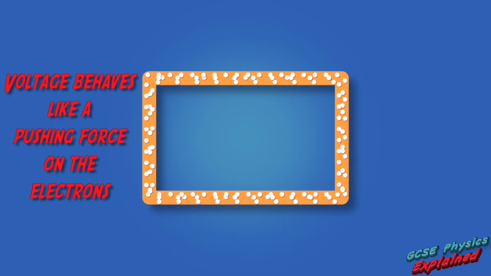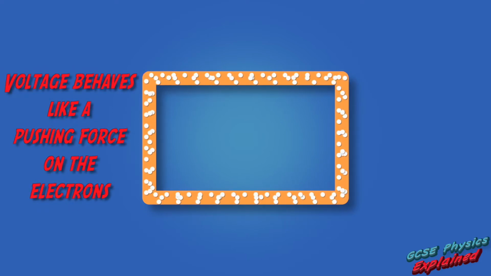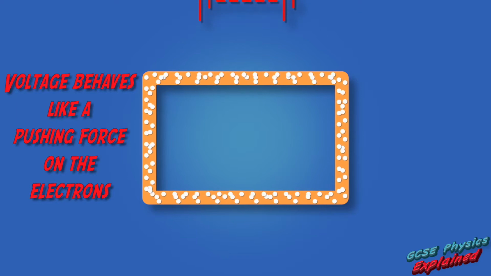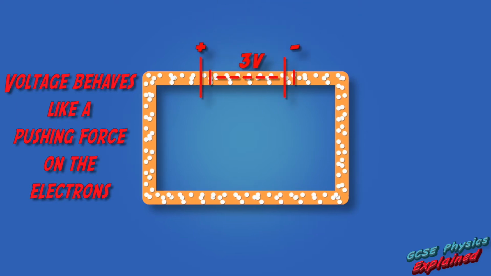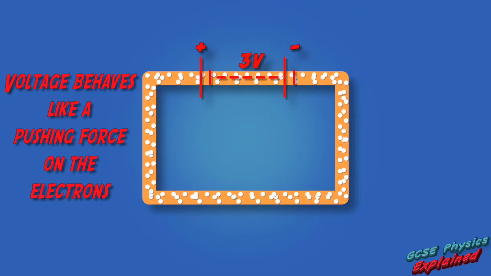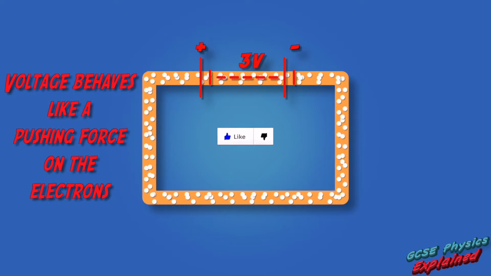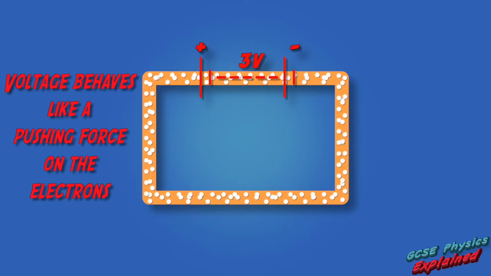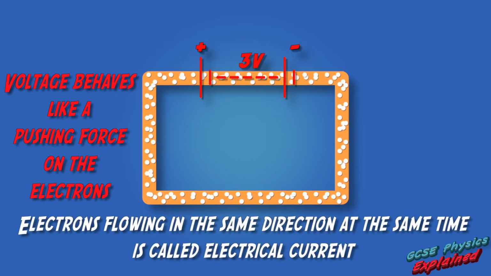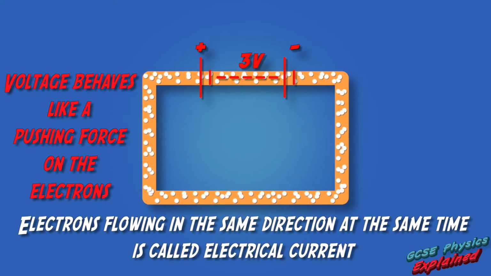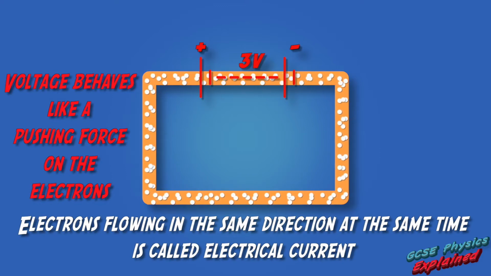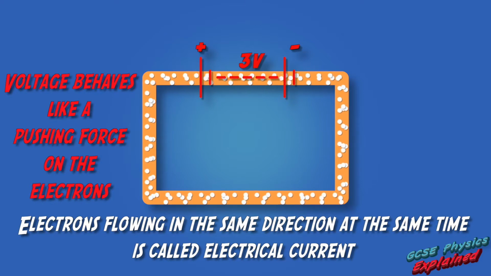Voltage behaves like a pushing force on the electrons, so when you add a source of voltage, such as a cell or battery, to a circuit, the voltage pushes the electrons around the electrical circuit so they all flow in the same direction at the same time, which is what we call electrical current.